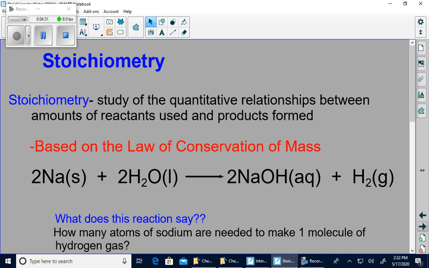All right, stoichiometry, the study of the quantitative. You remember what that word means? Quantity, the amount. So it's the quantitative relationships between amounts of reactants used and products formed. And of course, then it's based on the law of conservation of mass. Remember, you can't create or destroy matter, you can only change it around. So if I start with X amount, X grams, I'm going to end up with X grams. They may be in a different form, but it's still going to be there.